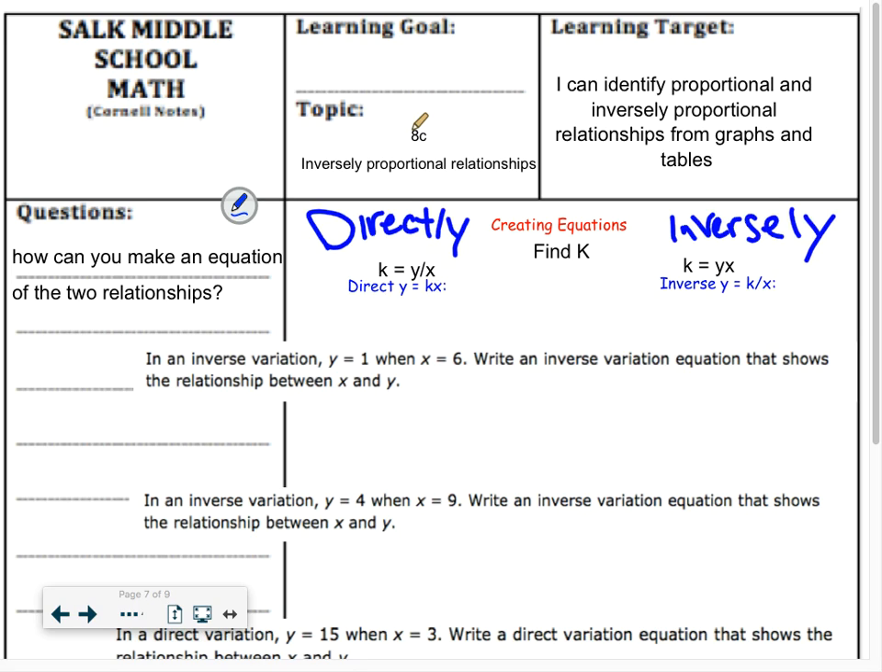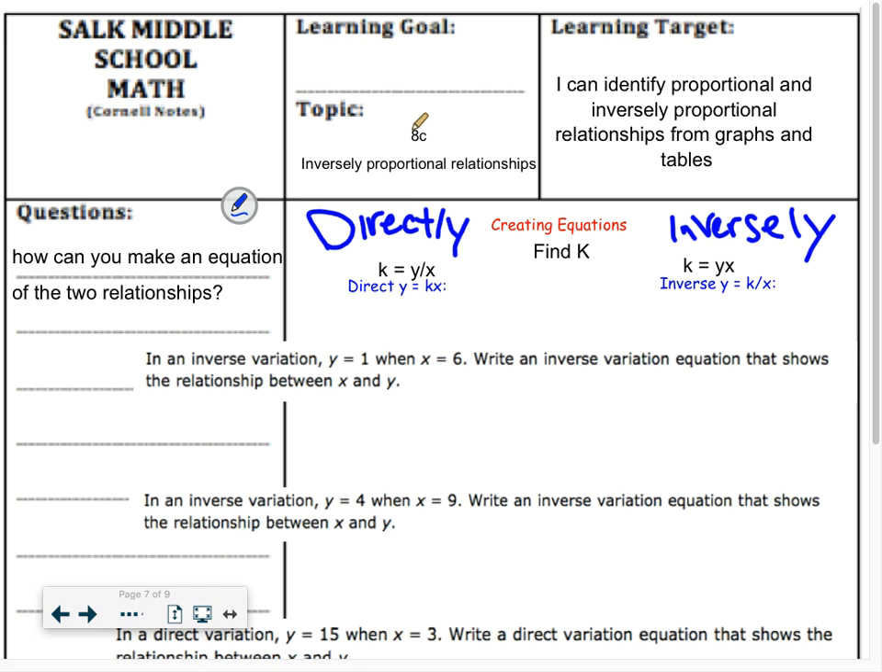Our main objective is to always find k. That's always what we do. Find out what k is. With direct, k is a ratio, y over x. That's that constant ratio. We learned that a couple lessons ago. We just learned on our last lesson, if it's inverse, then the product is always the same. y times x is always the same.